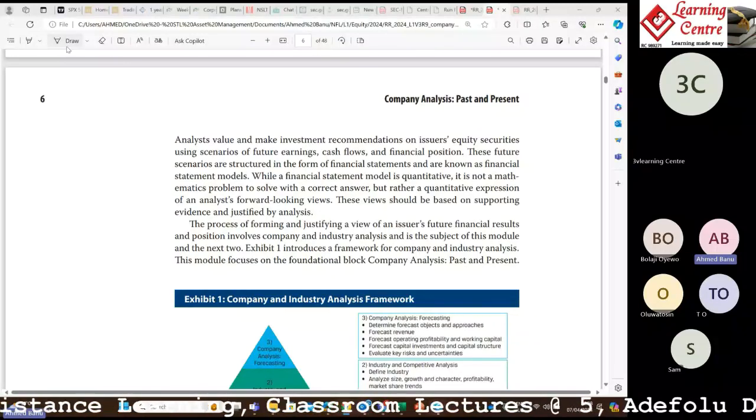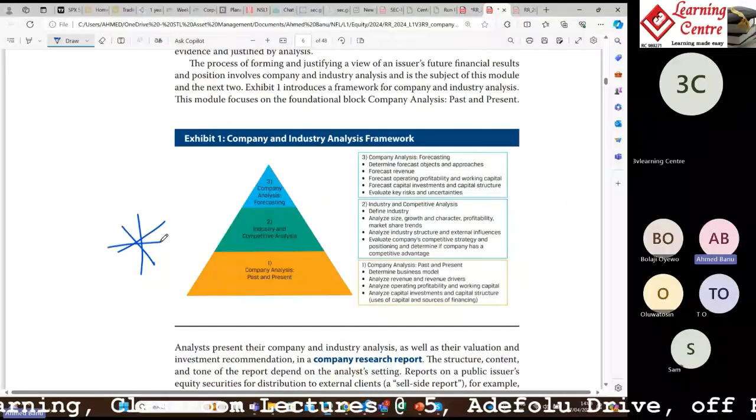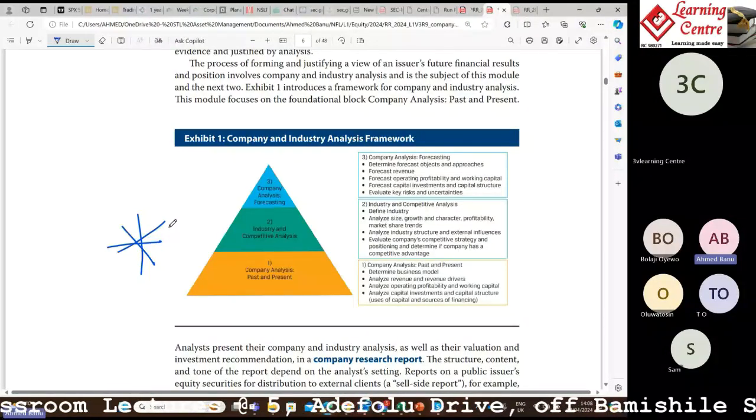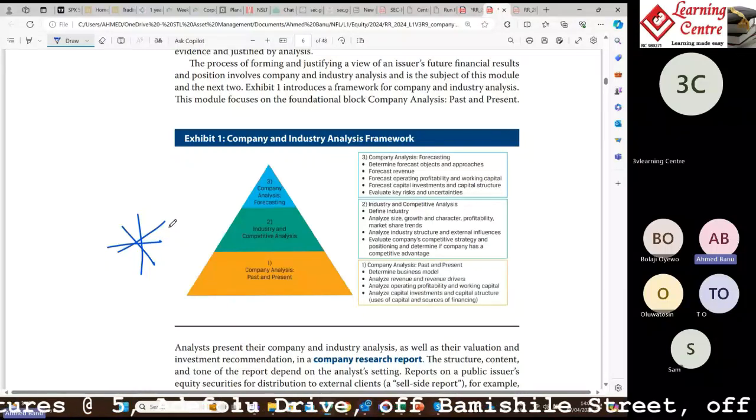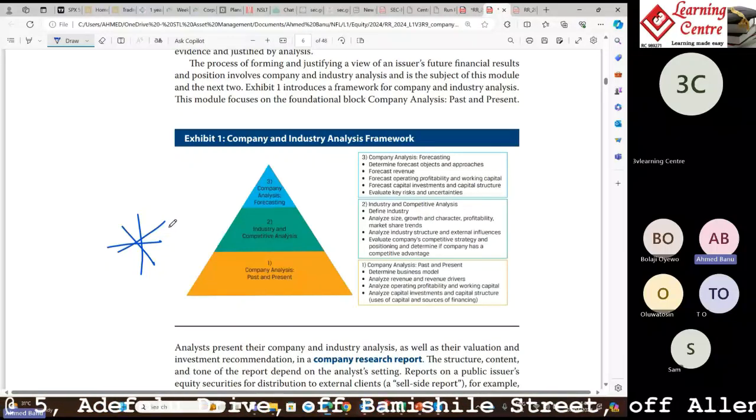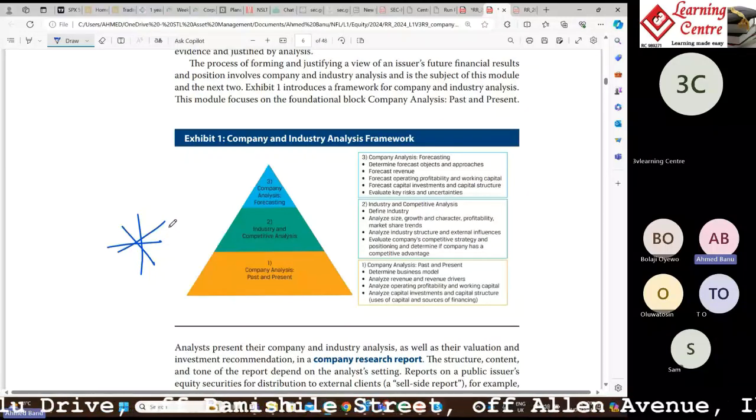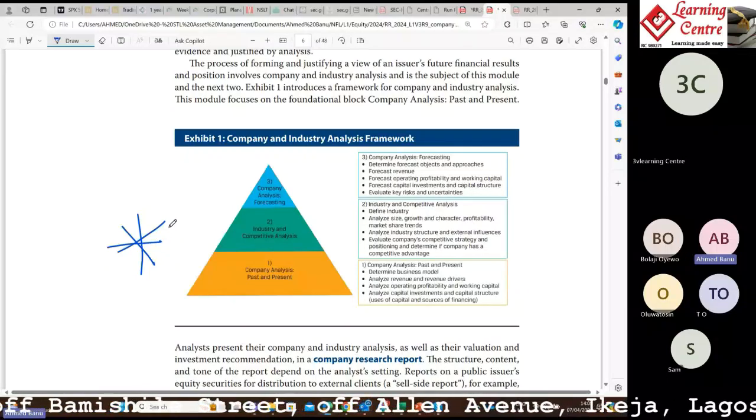Very detailed and interesting framework. This is your exhibit 1. It says the pyramid starts from the base, which is your company analysis, past and present, which is what we're doing here. Then industry and competitive analysis, which is what we're doing next week. And company analysis forecasting, which I'm also going to do next week.